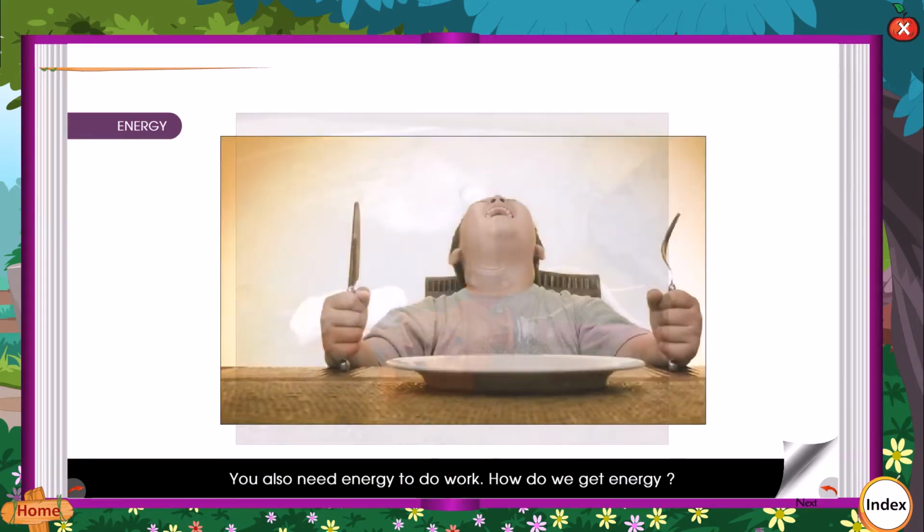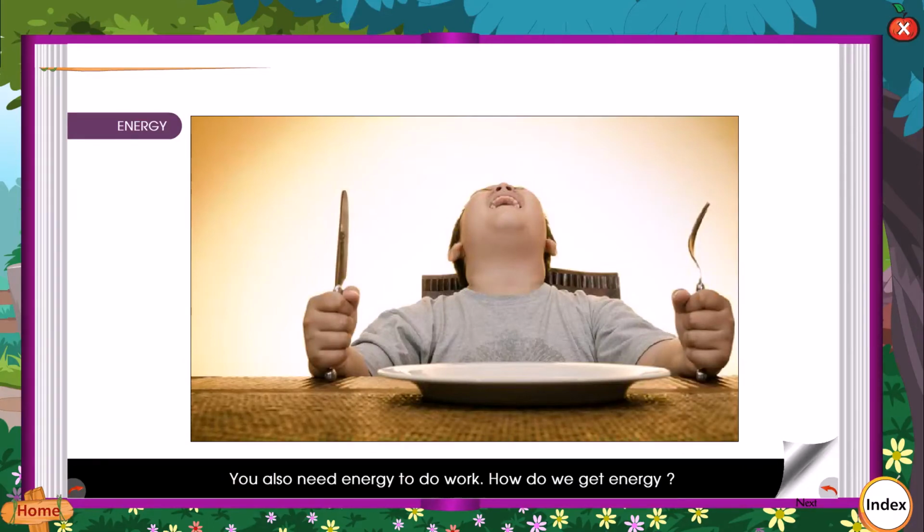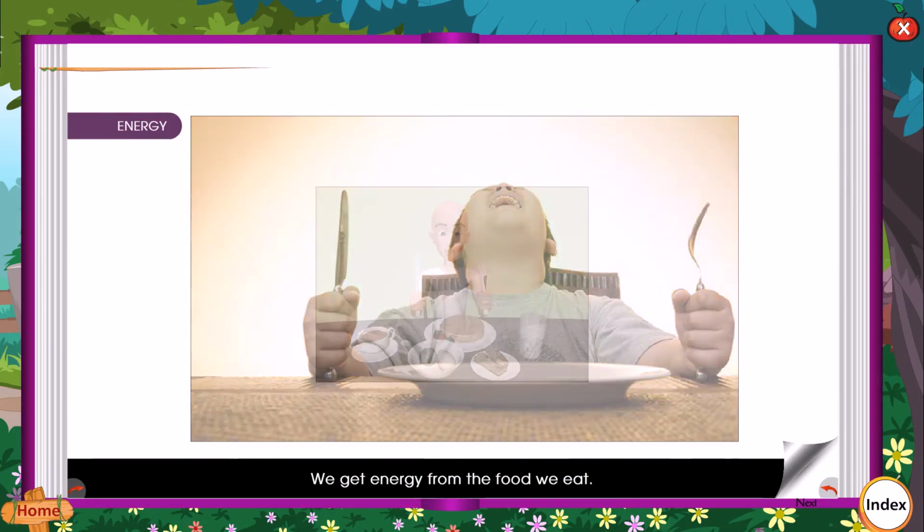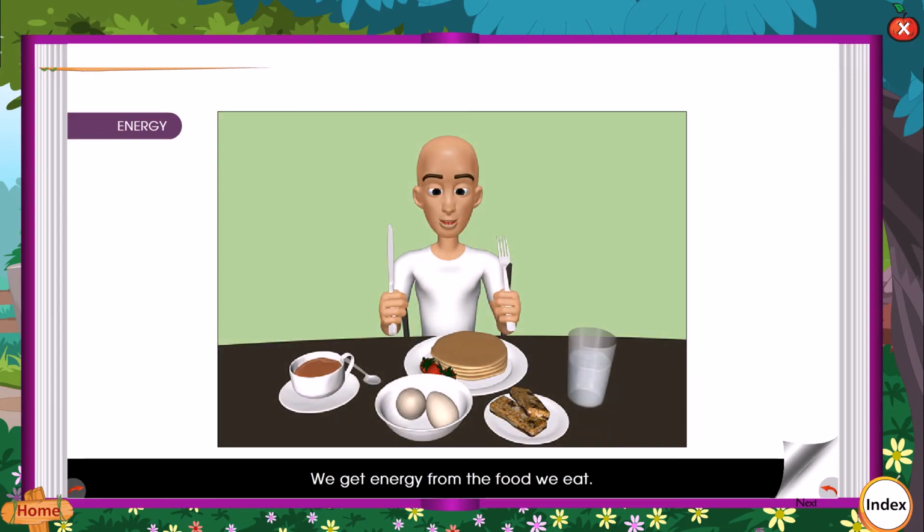You also need energy to do work. How do we get energy? We get energy from the food we eat.